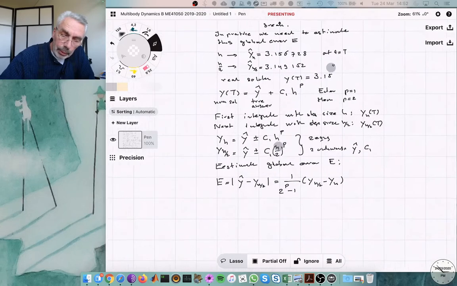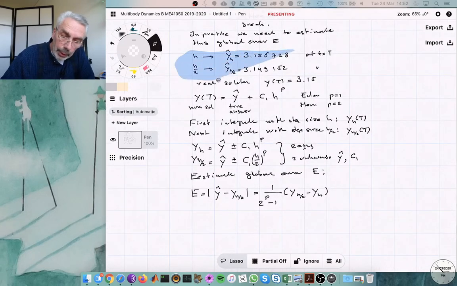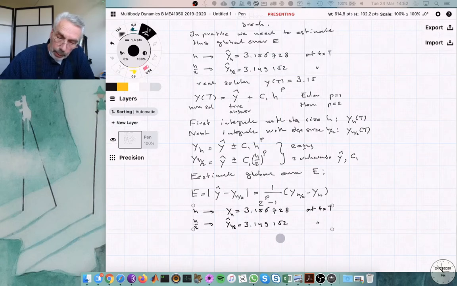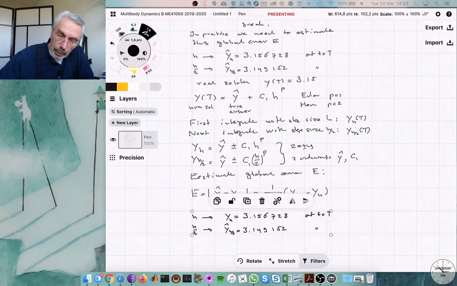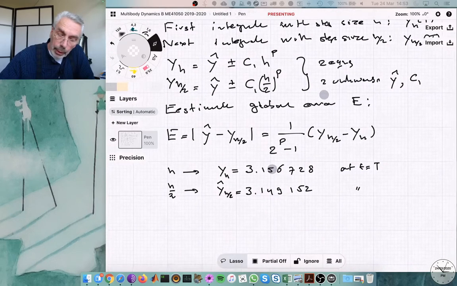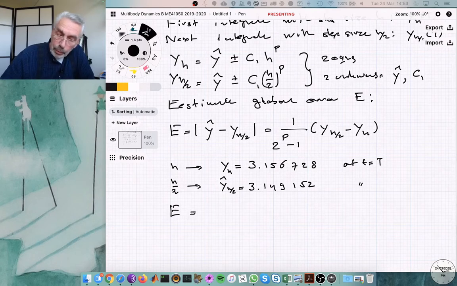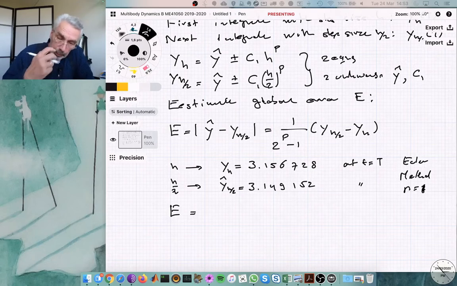So let me copy and paste this. Can I do that? Yeah, I can do that. So I'm selecting this one, and then I say copy, and I duplicate that here, and blow it up again. So here we are. Now for this case, if I then apply this, my error estimate would be, well, I had used the Euler method. Then p was 1, sorry. Then I would have 1 over 2 to the power 1 minus 1, which is 1, of course, times the difference of these two.